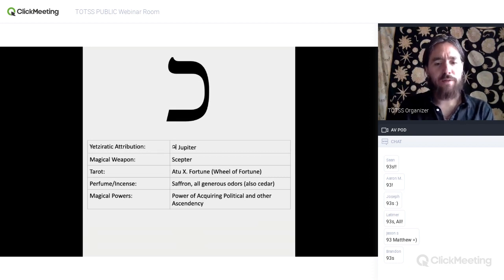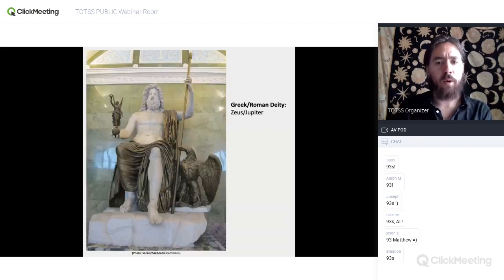For magical powers, we have the power of acquiring political and other ascendancy, which makes a lot of sense. Jupiter is associated with rulers and monarchs and with power. All right, so for our Greek or Roman deity, we have Zeus or Jupiter. Now, this is a statue here of Jupiter. And you can see he's accompanied by an eagle, which we'll talk about again in just a moment.